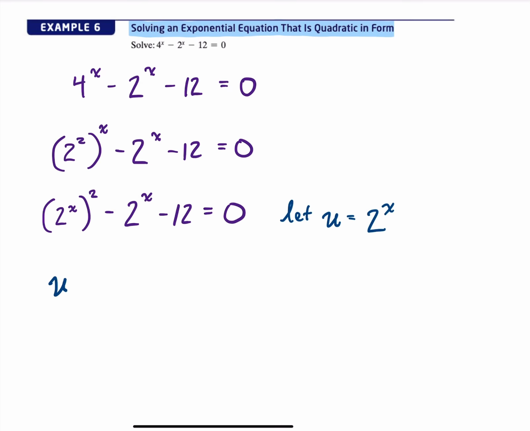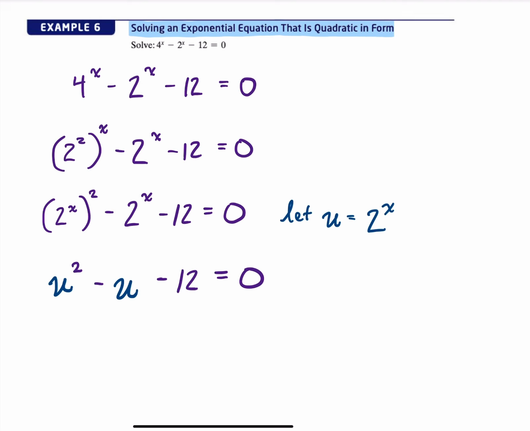So this would be u squared minus u to the first power minus 12 equals 0. Hopefully that makes sense. We're replacing the 2 to the x with u, how we define that. Now this looks nice and clean. It looks like something we can factor and solve.